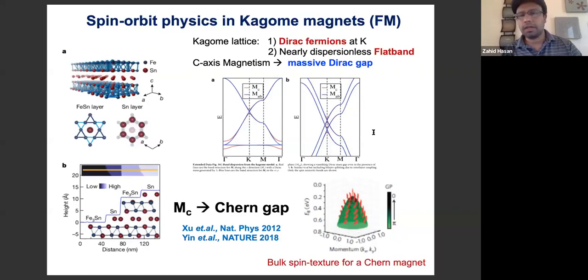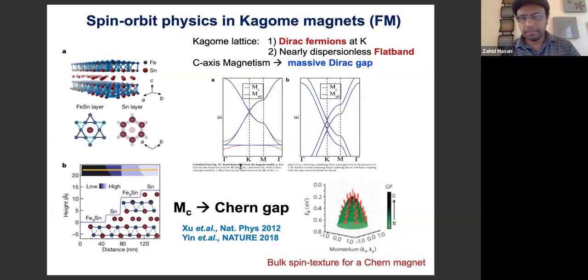What is really exciting about them is that even in the non-interacting case, just in a tight binding model, by putting electrons on a Kagome lattice, you get a Dirac fermion at the K point, and you get a nearly dispersionless flat band all over. That means you have both Dirac fermion and flat band. Flat bands appear in, say, heavy fermions, and Dirac fermions in graphene. So by tuning the chemical potential in Kagome magnets, you could realize all sorts of physics there.